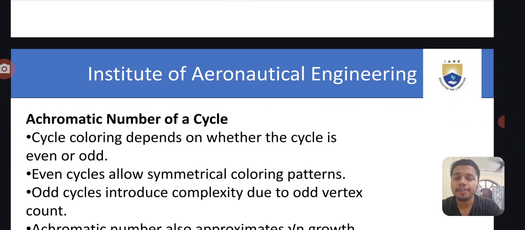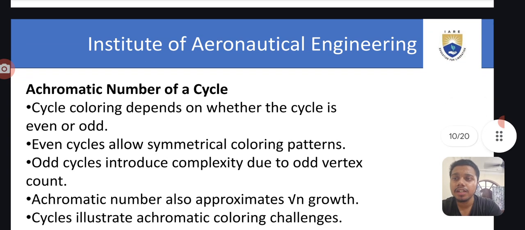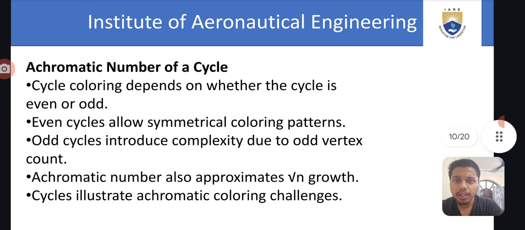Achromatic number of a cycle. Cycle coloring depends on whether the cycle is even or odd. Even cycles allow a symmetrical coloring pattern. Odd cycles introduce complexity due to the odd vertex count. The achromatic number also approximates a square-root growth. Cycles illustrate achromatic coloring challenges.